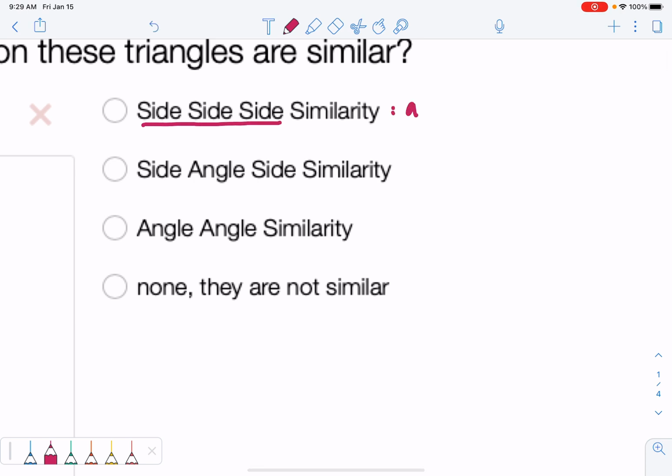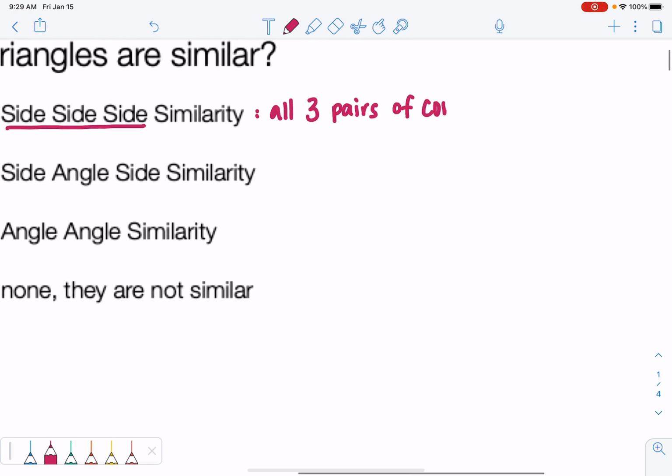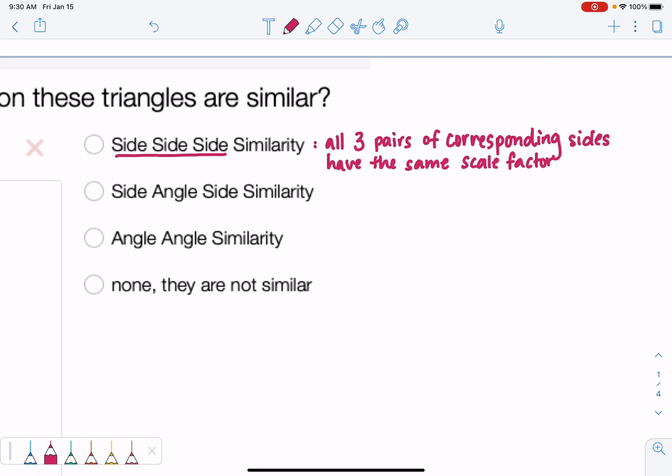That means all three pairs of corresponding sides have the same scale factor. Let's make this a little smaller.